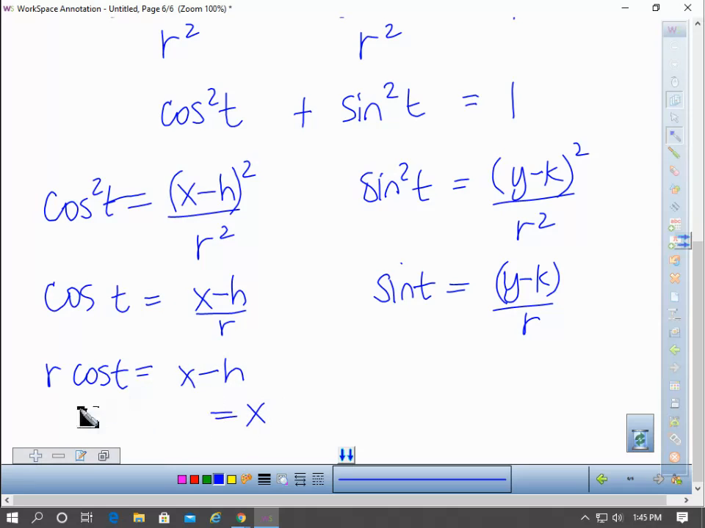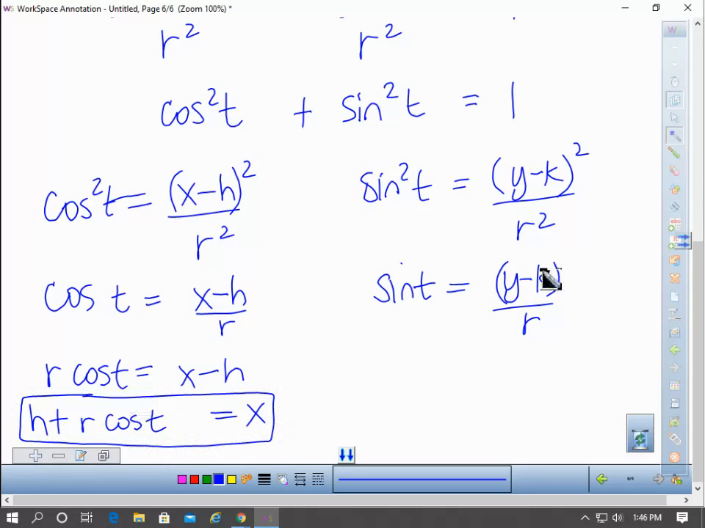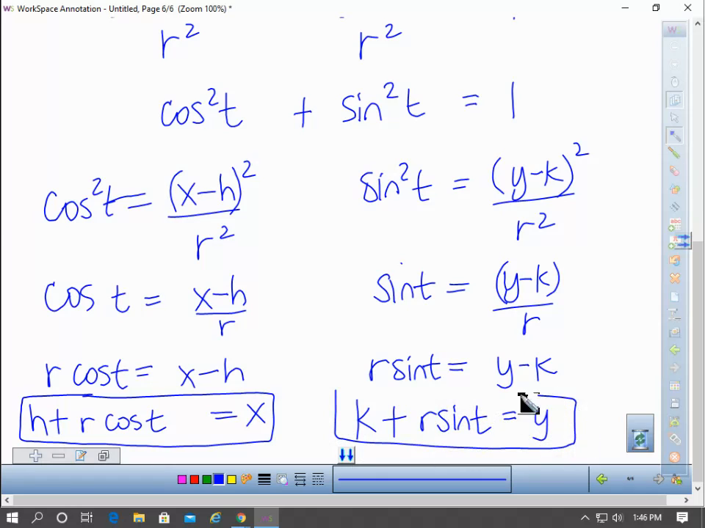So x is going to equal h plus r cosine t. So there's my x equation. Then over here, I'm going to do the same thing, solve for y. So I'm going to multiply the r over here. So r sine t equals y minus k. And then add the k over here. So k plus r sine t would equal my y. So there's my y equation.